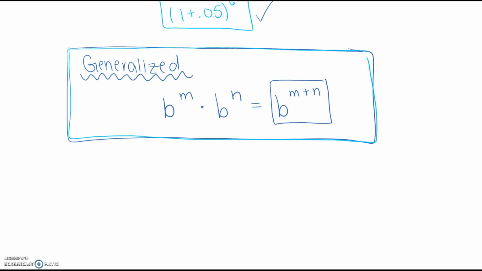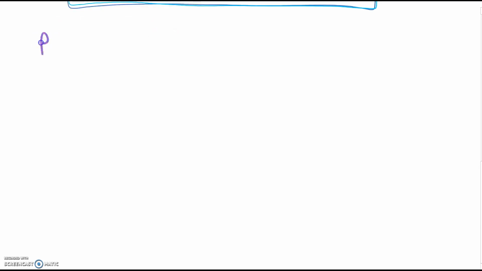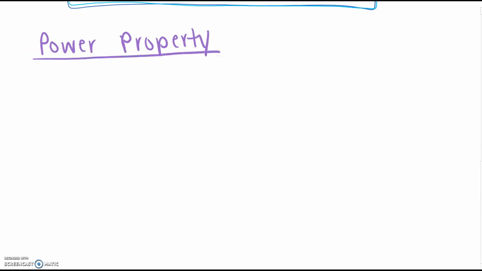The next property is called the power property. Let's use purple. Okay, and it's a similar idea, so let's learn via example. Example A, if I gave you x squared, cubed.